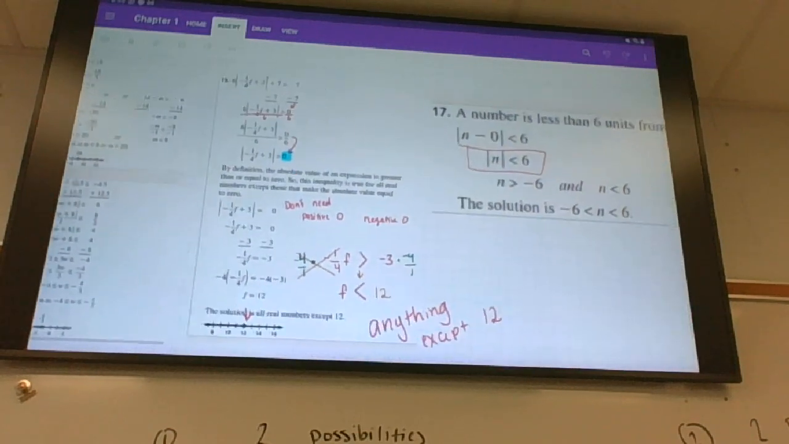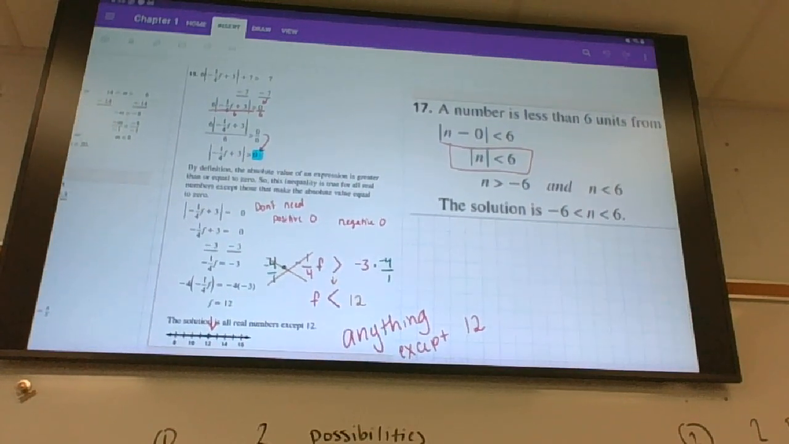All right, here's 15. I feel like I maybe did this in one of the classes, but when you think about absolute value being greater than zero, it's kind of a perplexing situation. Like by definition, the absolute value of an expression is greater than or equal to zero. So this inequality is true for all real numbers, except for those that make it exactly zero. So they're looking at one that would make it exactly zero, and they're excluding it because exactly zero is not greater than zero.